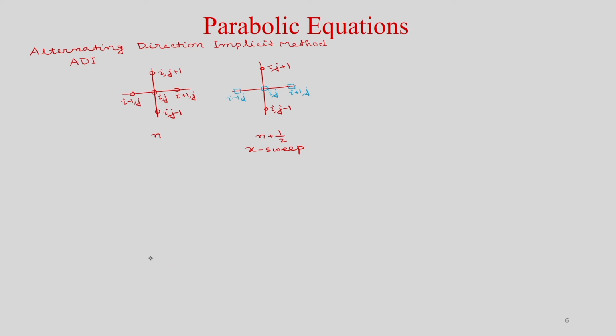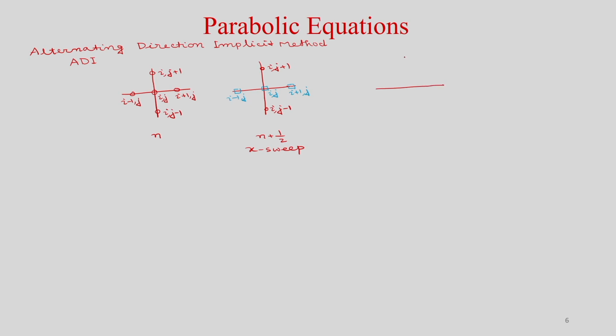And next, when we move from n plus half to n plus 1, we will do the y sweep. Now we are doing the y sweep, so this will be known. It is i minus 1 j, this is your i plus 1 j, and the circles are known values, and the unknowns will be at points i j plus 1, i j and i j minus 1. So, the square boxes wherever we are showing are unknown.